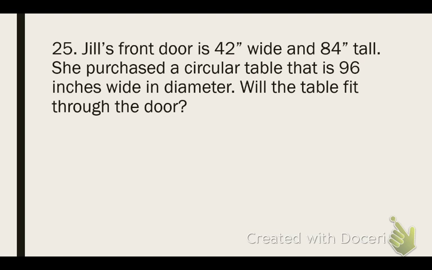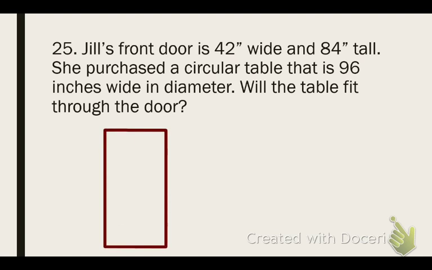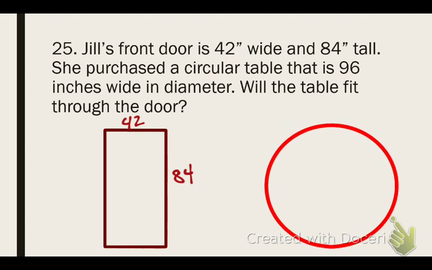So we have Jill's front door is 42 inches wide and 84 inches tall. What does a door look like? A rectangle, so I'm going to draw her door, 42 by 84. She purchased a circular table that is 96 inches in diameter. Where is the diameter? Yes, straight across, so 96 inches. Will the table fit through the door?